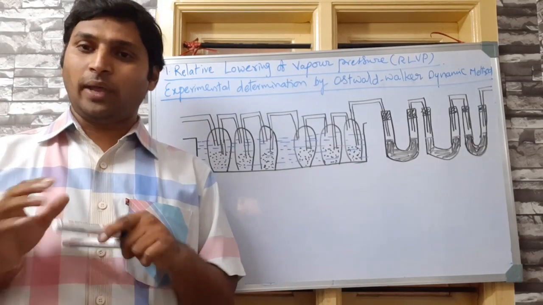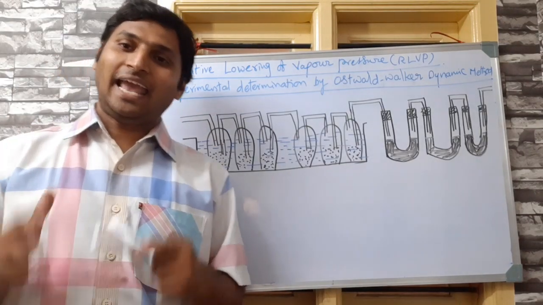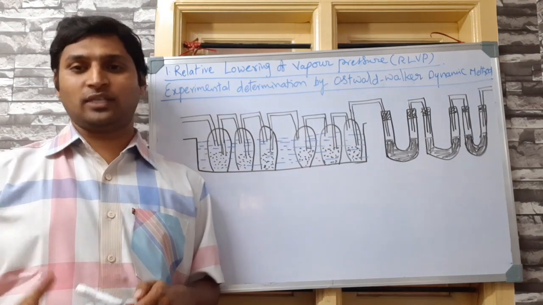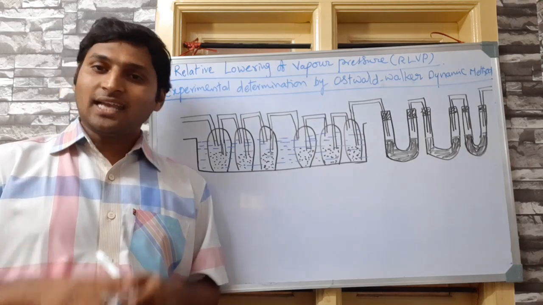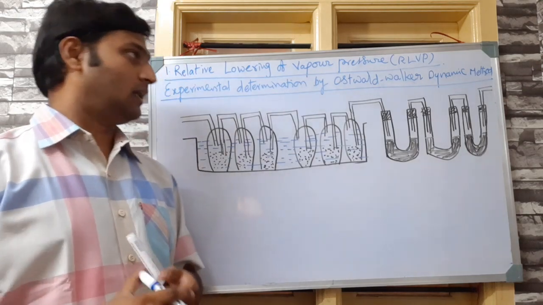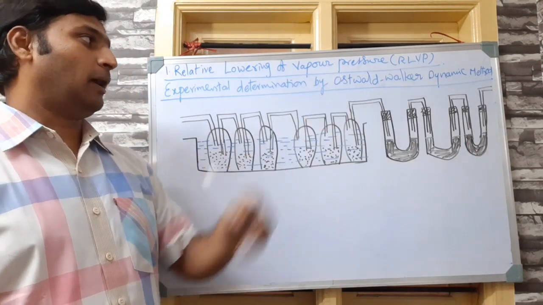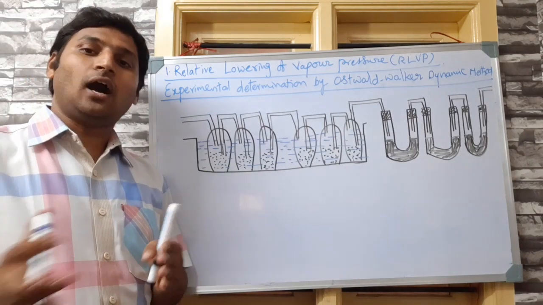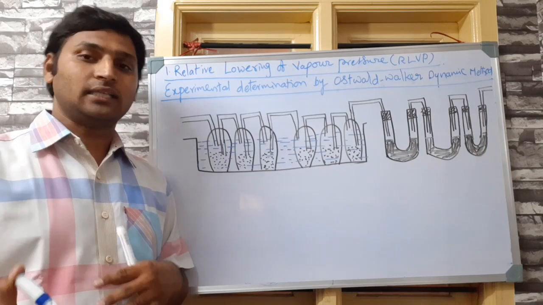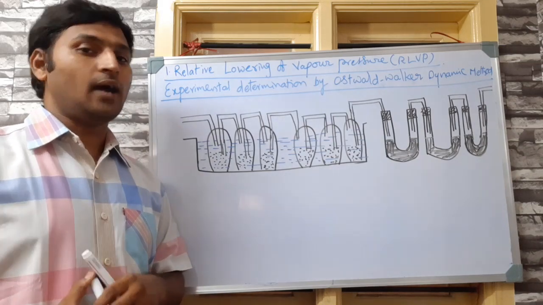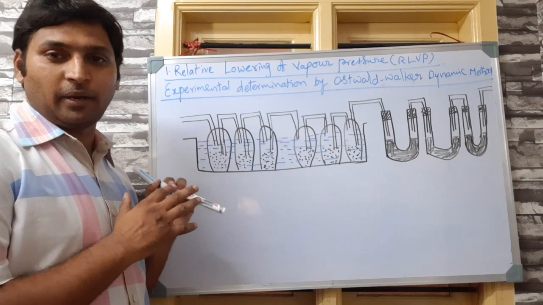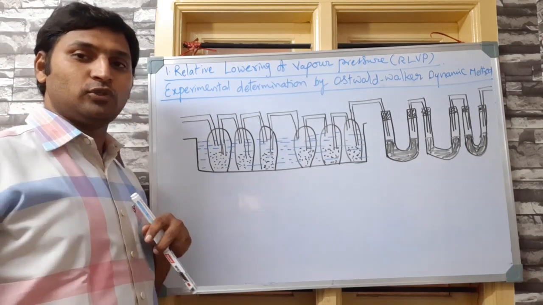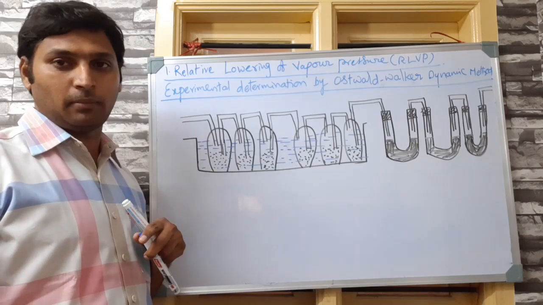Relative lowering of vapor pressure of any given solution which is prepared using a given solvent is determined experimentally by a very popular method named the Ostwald-Walker dynamic method, which in all the curricula we need. Otherwise, there are other methods also. Now, let us understand the experimental setup of the Ostwald-Walker dynamic method and then proceed to the mathematical principle behind it.